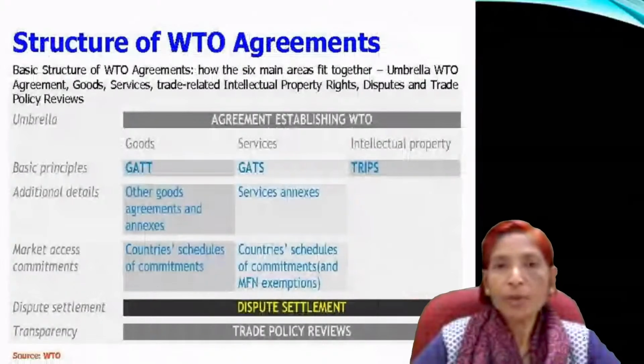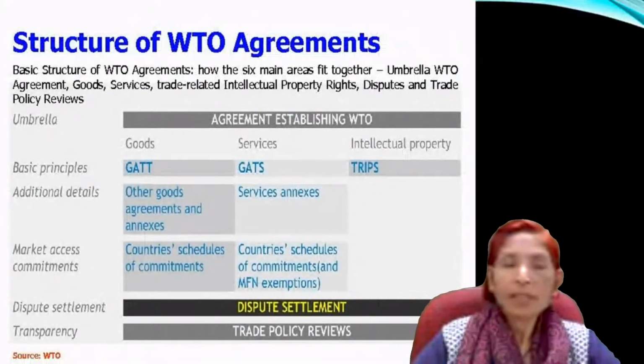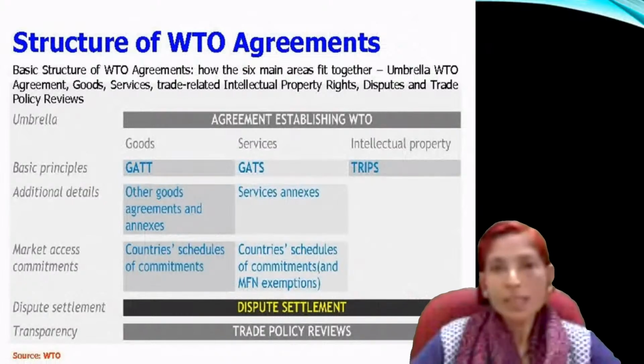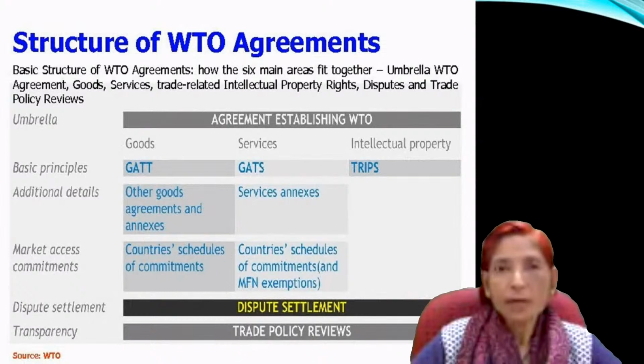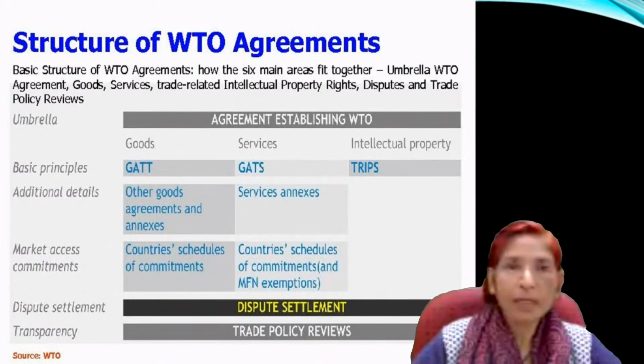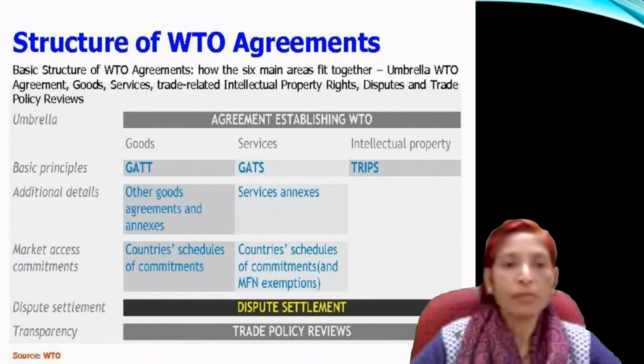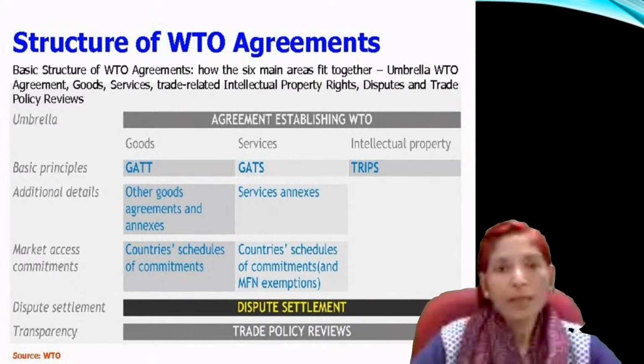Next is structure of WTO agreements. Basic structure of WTO agreements, how the 6 main areas fit together under the umbrella of WTO agreements: goods, services, trade related intellectual property rights, dispute settlement, and trade policy reviews. Basic principles are GATT, General Agreement on Trade and Tariffs.